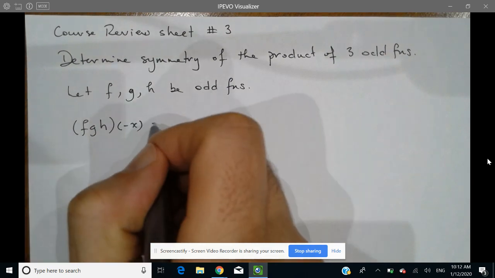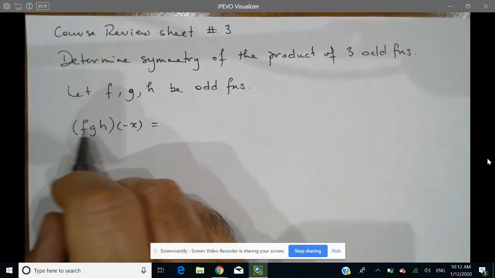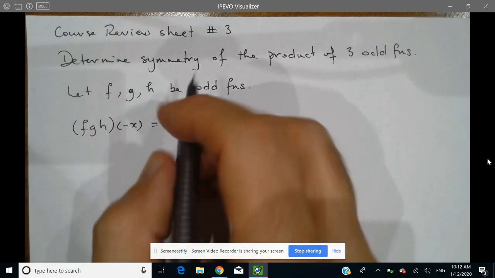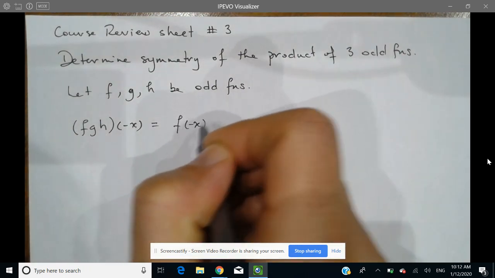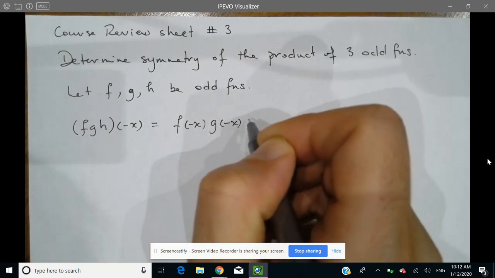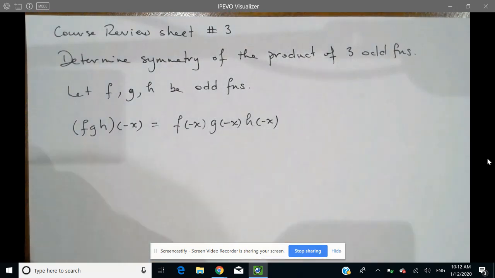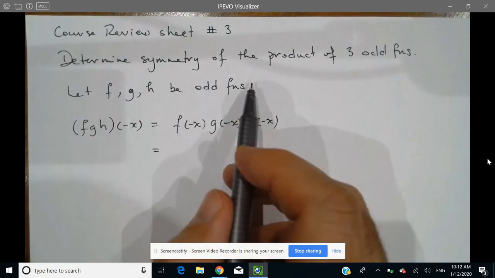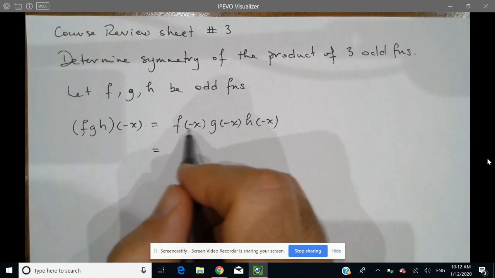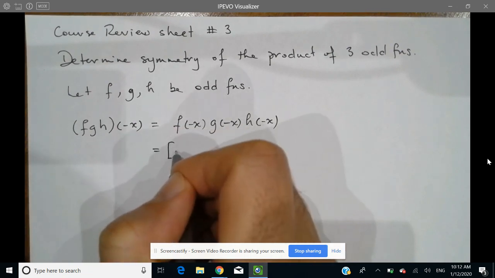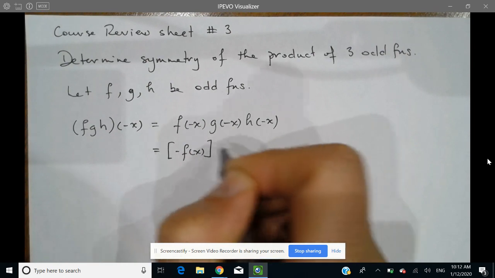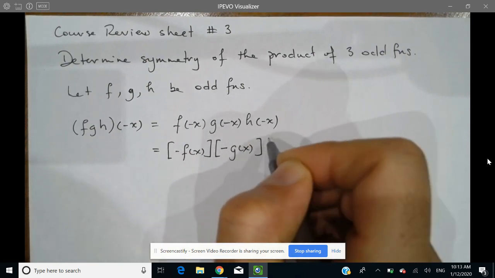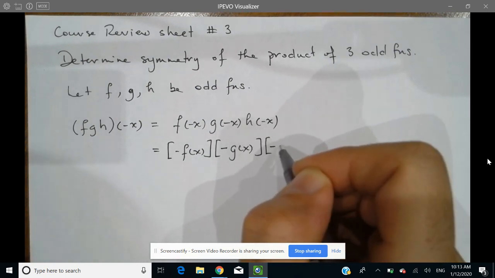So first of all, let's use a definition here. If I'm multiplying functions, it's just a matter of multiplying the 3 individual y values. So this is the same as f at negative x times g at negative x times h at negative x. This is where I use the assumption that these are all odd functions, because now we know that f at negative x is equal to negative f at x, g at negative x is equal to negative g of x, and h at negative x is equal to negative h of x.